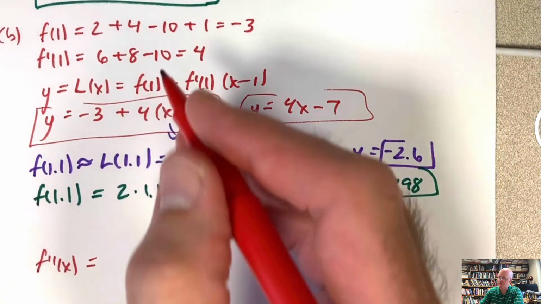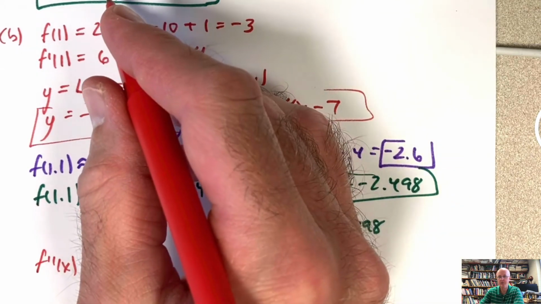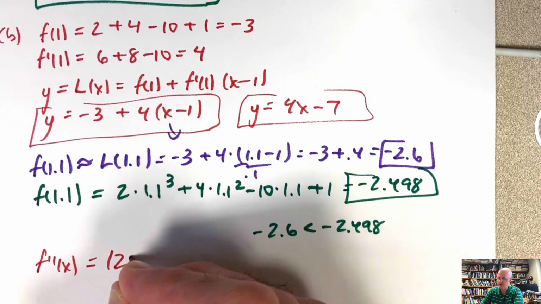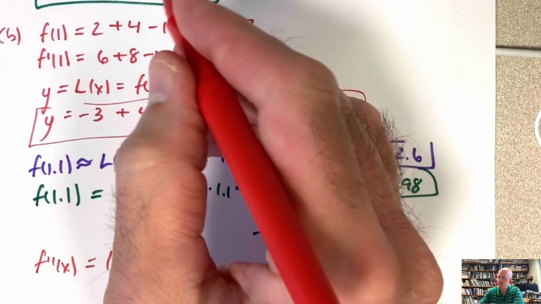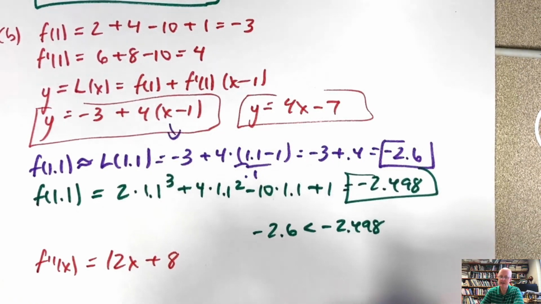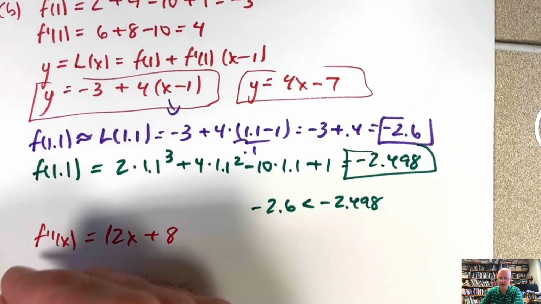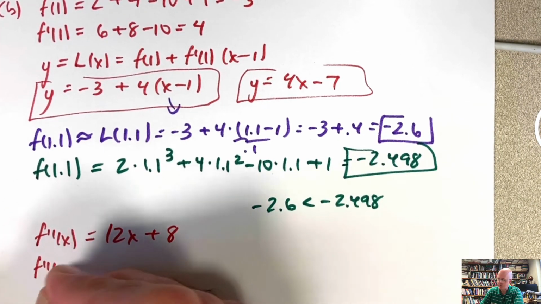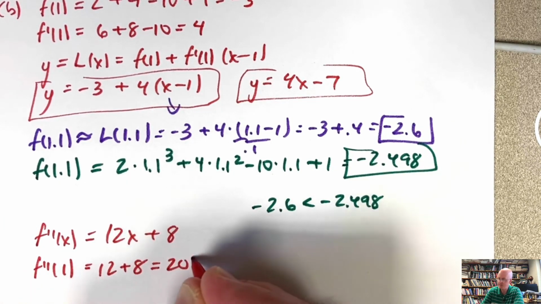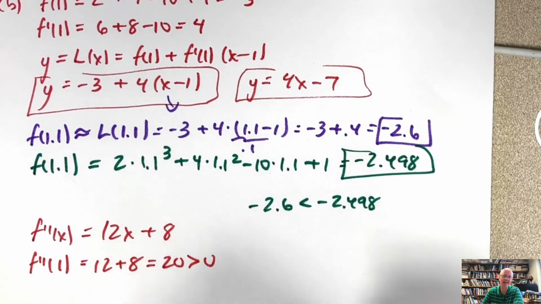The derivative of 6x squared, bring down the 2, it would be 6 times 2 times x to the first, 12x to the first, which is just 12x. The derivative of 8x is 8, and the derivative of minus 10 is 0. There is f double prime of x. F double prime of 1 in particular is 12 plus 8 is 20, which is positive. The graph is concave up near x equals 1.